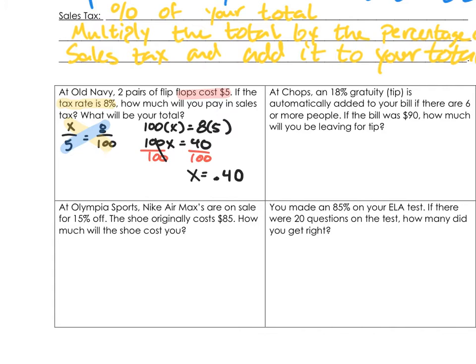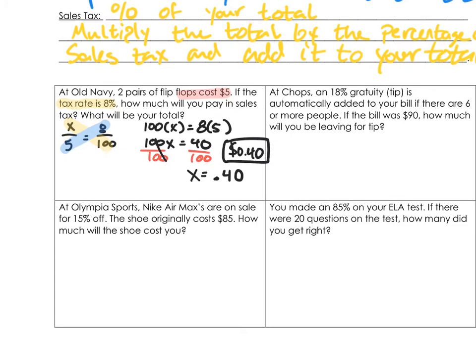Okay? Now, what that means here, you look at this and you've got 0.40, which is 40 cents. So, to figure out how much you will pay in sales tax, you just figured it out. The amount that you would pay in sales tax is $0.40. Okay? Now, the next thing they ask you, so that's to answer part 1. How much will you pay in sales tax?